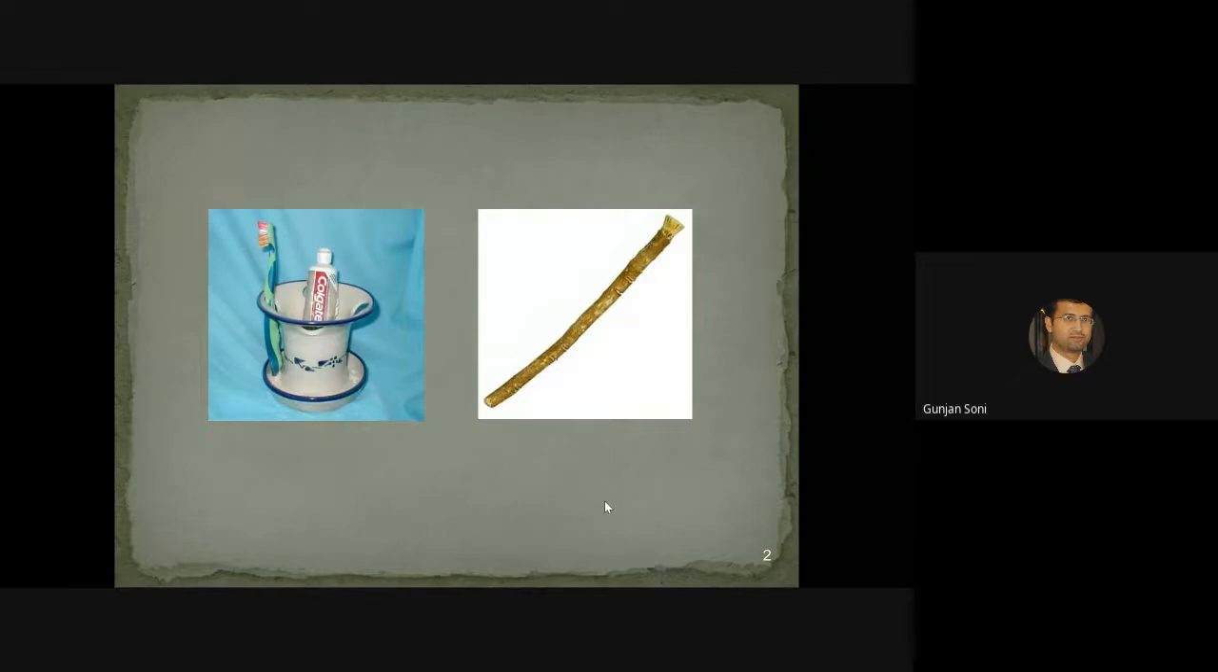So let me tell you, imagine yourself getting up in the morning and you have this choice. There are two, you see on the left side and on the right side. So this one which you see over here, what is this? Datun. Yeah, neem datun, you can say. And on the right side, what you have? It's a modern way of brushing your teeth. Toothpaste, yes. So this one is available for free, right?